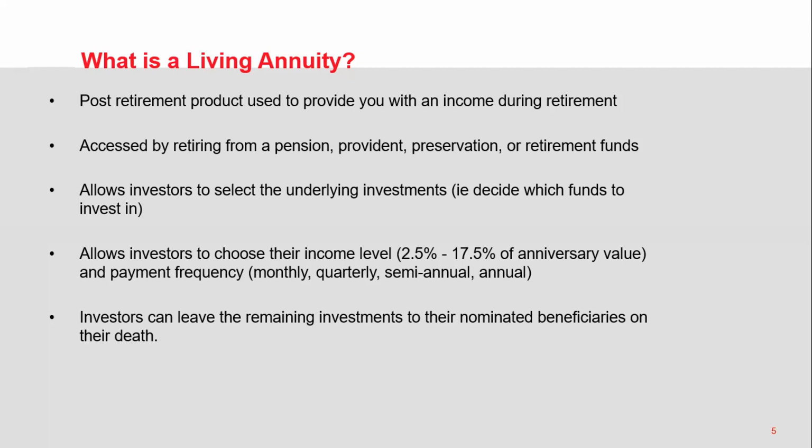A living annuity also gives you the option to select an income level, and that varies between 2.5 to 17.5%, and that can be changed once a year, depending on your income needs. You can also decide on the frequency of payments, and that frequency can be either monthly, quarterly, semi-annually, or annually, and that can also be changed once a year on your anniversary date.